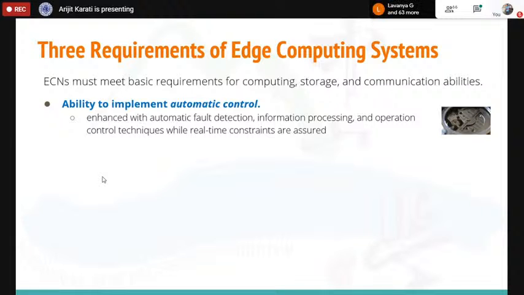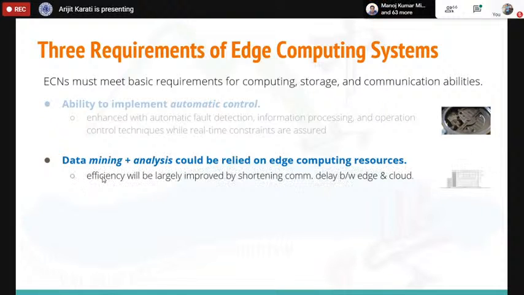techniques. The second requirement in this edge computing system is that, instead of processing data using a data center or a cloud, data mining and analysis would rely purely on edge computing resources. It will enhance the efficiency by shortening the communication delay between the edge and the cloud. So that is a kind of latency.